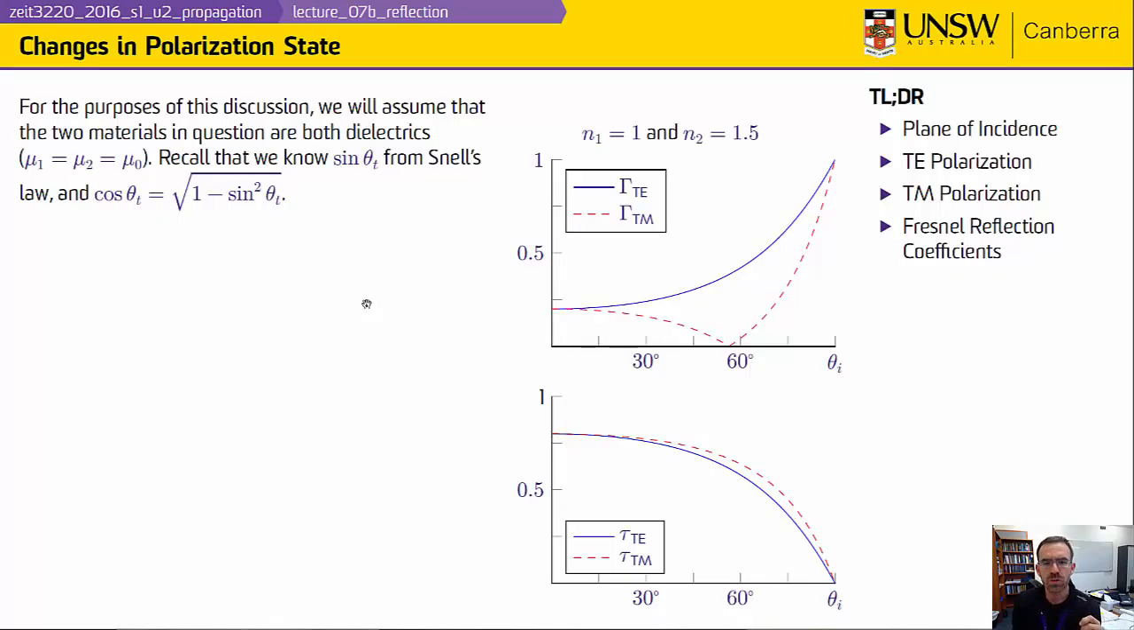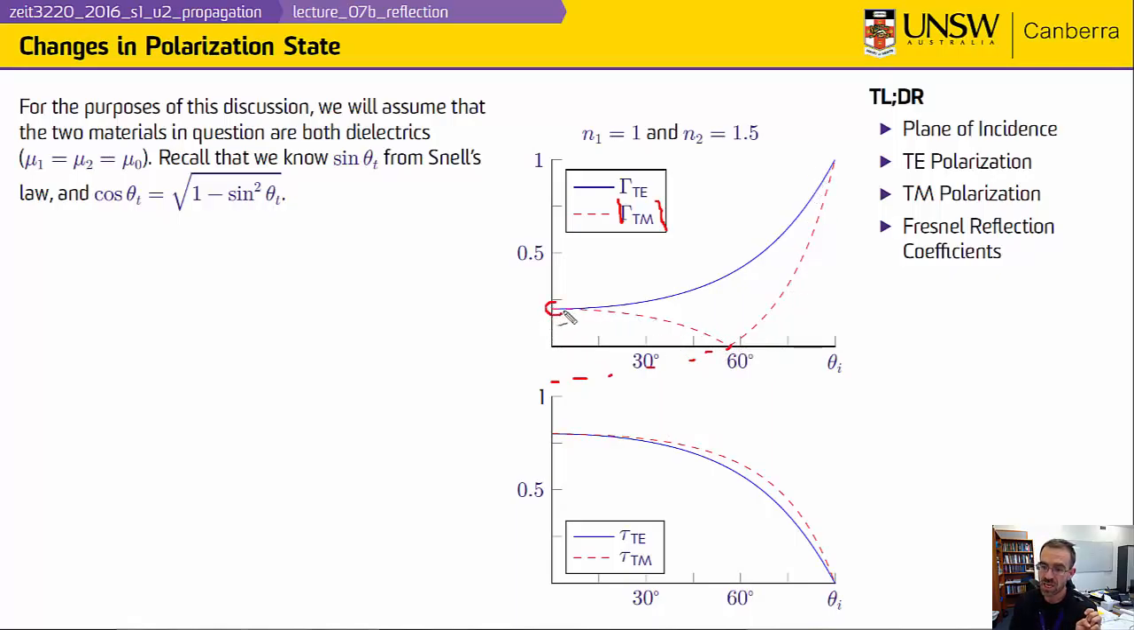We're going to assume that the two materials are both dielectrics for this simple conversation. mu1 and mu2 are equal to mu0. And that we have index of refraction 1 and index of refraction 1.5. And I'm plotting here the TE and TM reflection coefficients. And I should note this is actually the magnitude of the TE and TM reflection coefficients, because we saw that the TM reflection coefficient actually goes like this, starts negative and comes up and has a 0 crossing. But when I plot its absolute value, it comes down and goes up.